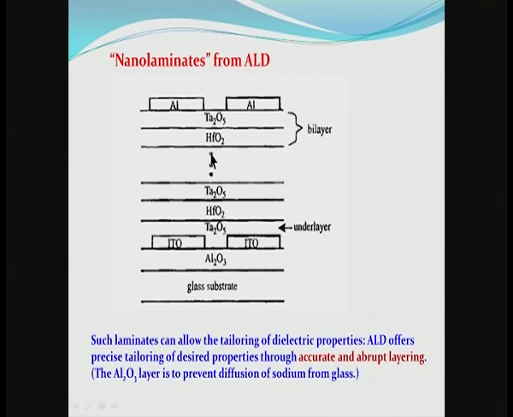And it also turns out that ALD is capable of producing accurate and abrupt layering, that is, a layer of HfO2 and immediately, with very little interface, a layer of Ta2O5, etc. So, nanolaminates from ALD is possible.